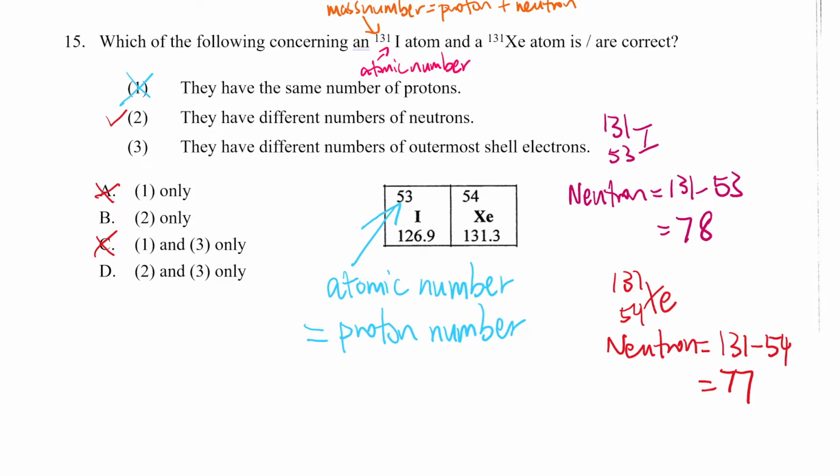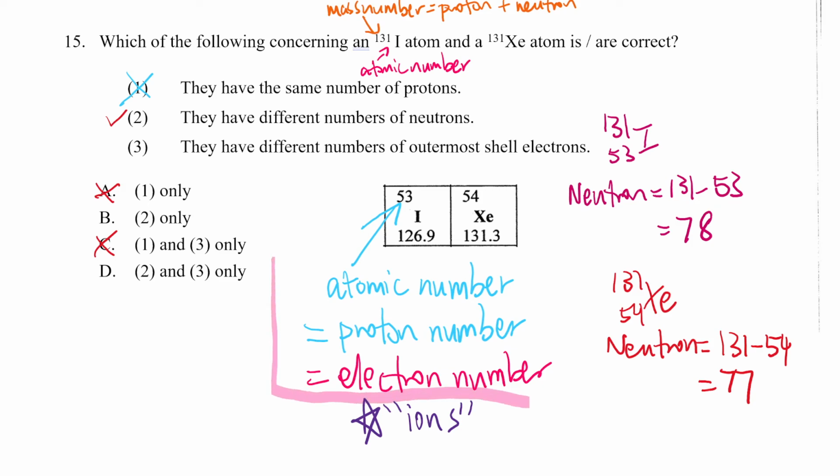Now option 3, it says they have different number of outermost shell electrons. Yes, that is also true. As we know, if they have a different atomic number, they have different proton numbers, and usually it will also be equal to the number of electrons. Now, it may not be the case all the time because if there are ions present, that's when the electron numbers may change. But generally speaking, if there aren't any ions present, then we could follow this rule of thumb: atomic number is equal to the proton number, which is equal to the electron number. So here, option 3 is also correct. So our answer is D.